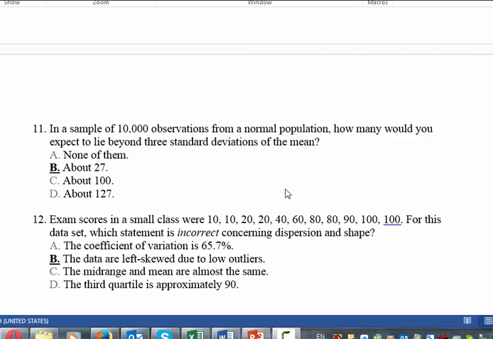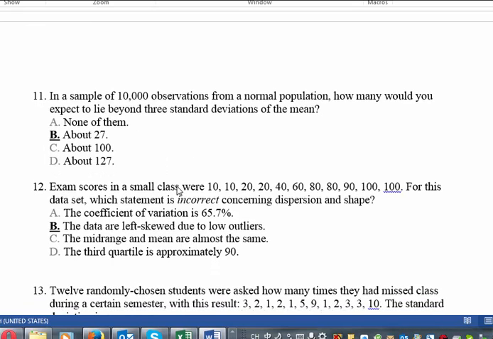Now let's look at question number 11. In a sample of 10,000 observations from a normal population, how many would you expect to lie beyond the 3 standard deviation of the mean? Right? Now, how do we solve the problem?